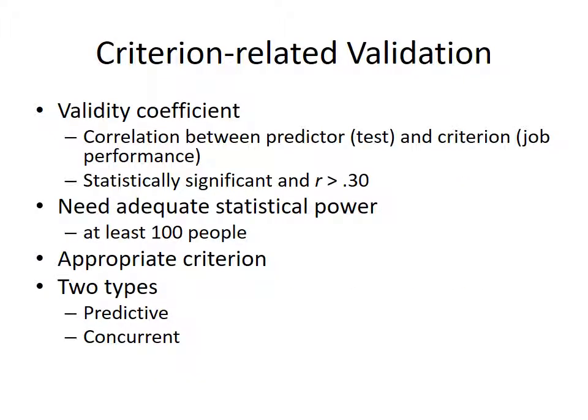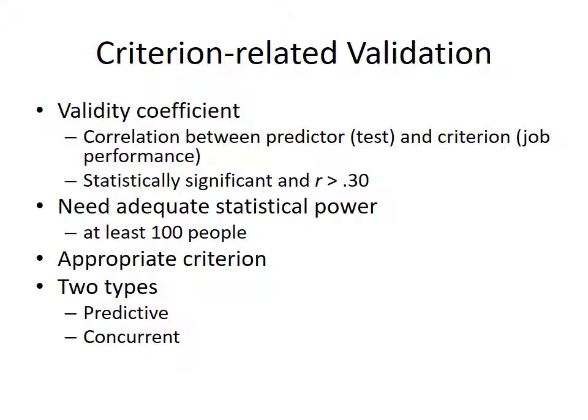So criterion-related validity is literally using correlations and regressions to calculate a validity coefficient. It's the correlation between the predictor, the test that we're actually trying to validate, and some form of criterion. In organizational settings, almost always job performance. We're generally looking for it to be statistically significant and an R of at least 0.30 or higher.